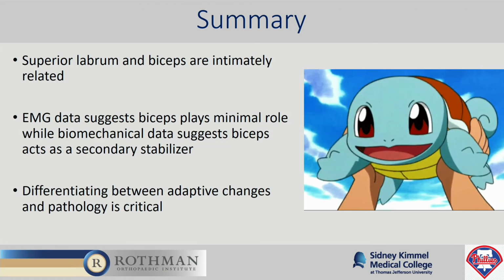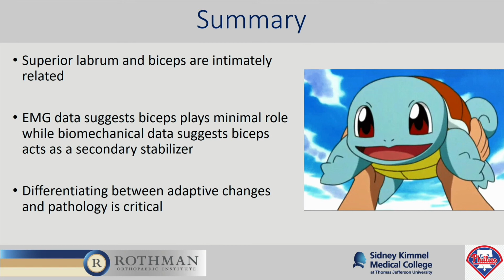So in summary, you have to remember the superior labrum and the biceps are very intimately related. The EMG data will suggest that the biceps really does not have a very large role in our overhead athletes, but if you look at some of the biomechanical data, it makes sense that the biceps, specifically the intra-articular portion, functions to keep the humeral head centered within the glenoid cavity, and as we know, that's very important in our overhead athletes.